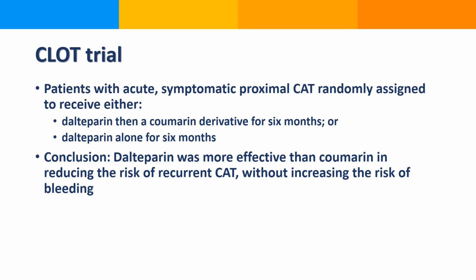The CLOT trial was the second phase of evolution of studies and evidence regarding the use of anticoagulants in the setting of cancer-associated thrombosis. In the CLOT trial, patients with acute symptomatic proximal CAT were randomly assigned to receive either dalteparin, then a coumarin derivative for 6 months, or dalteparin alone for 6 months. The CLOT trial concluded that dalteparin was more effective than coumarin in reducing the risk of recurrent CAT without increasing the risk of bleeding.